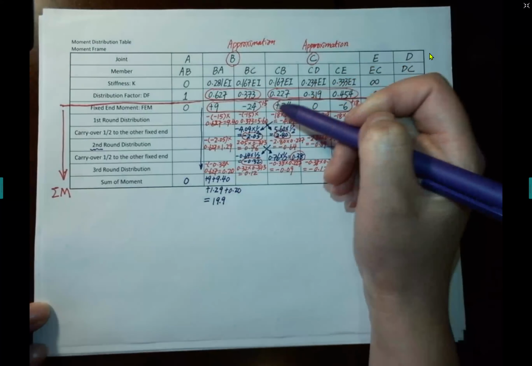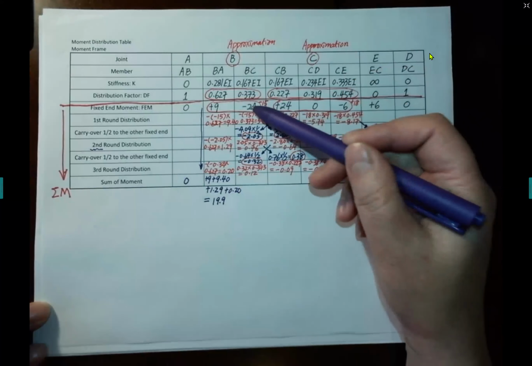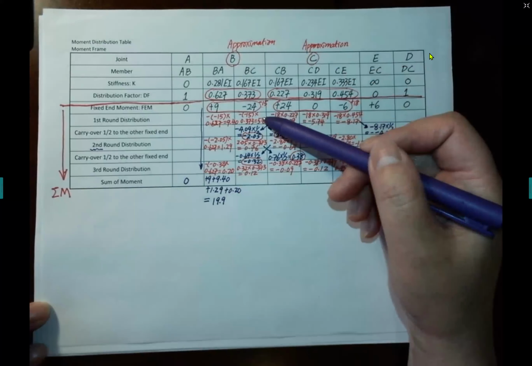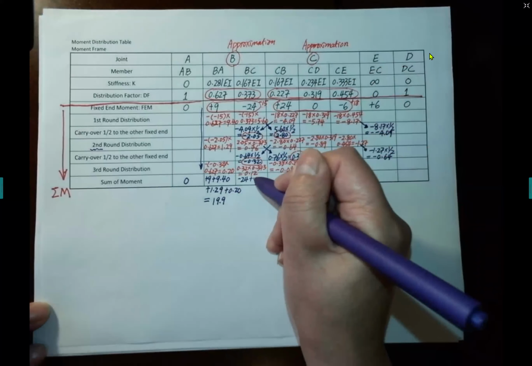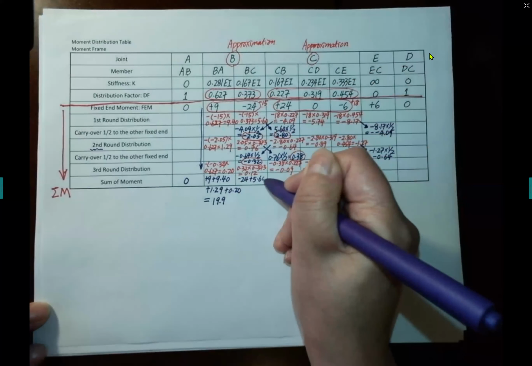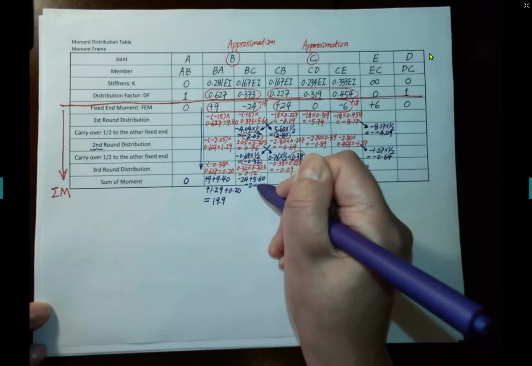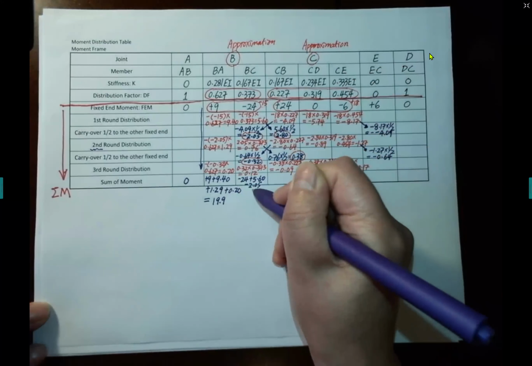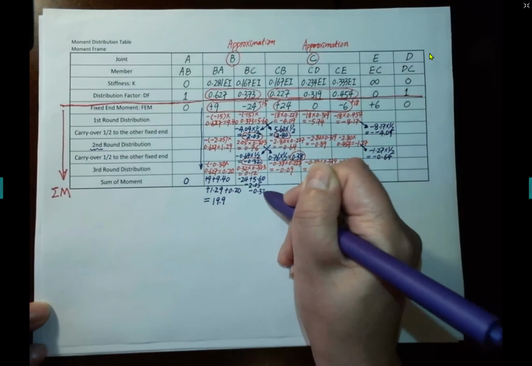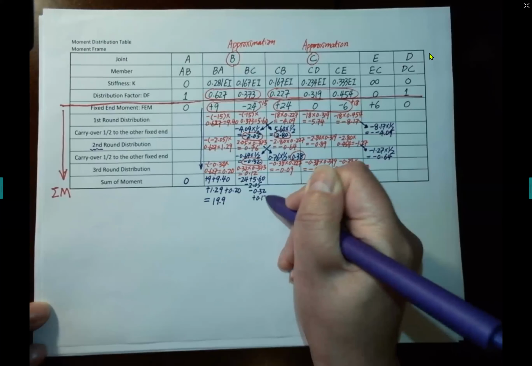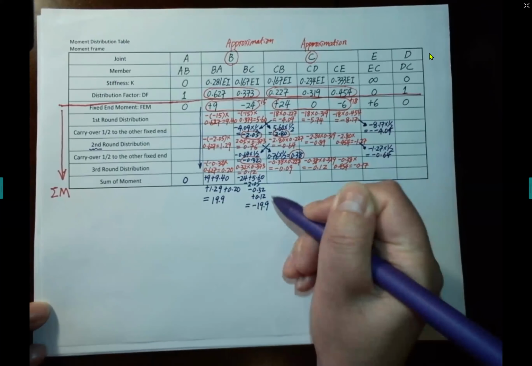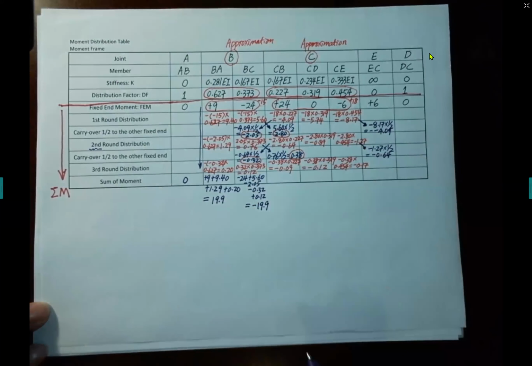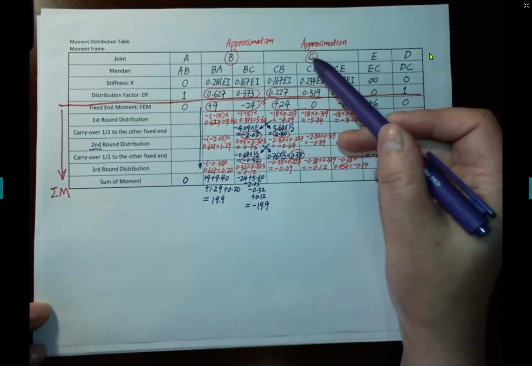Same thing for the BC. Equals to negative 24 plus 5.6 minus 2.05 minus 0.32 plus 0.12 and get a total negative 19.9. And same thing for joint C.